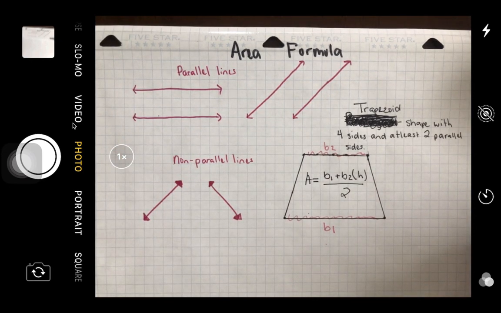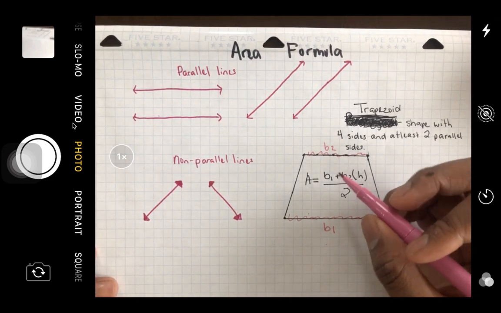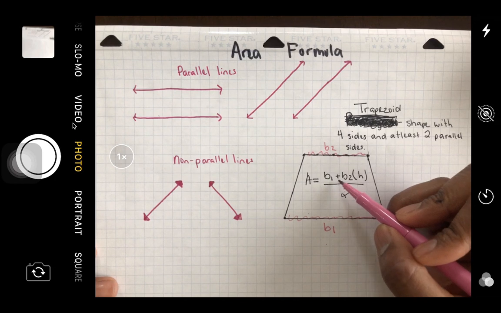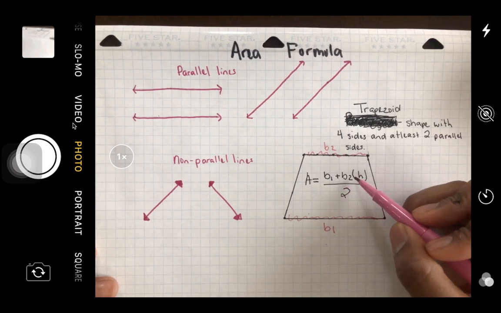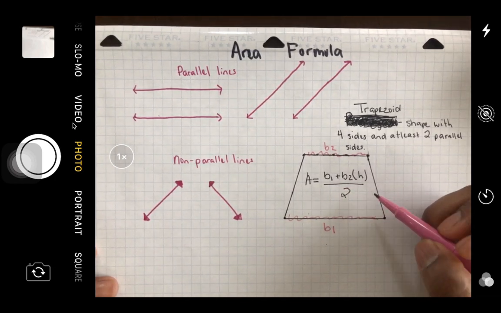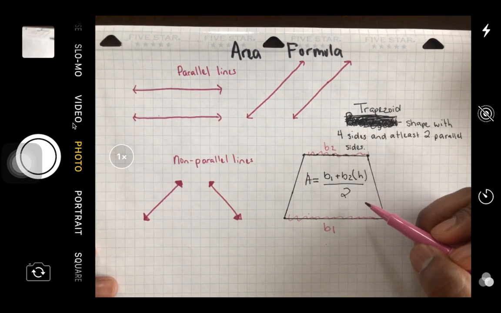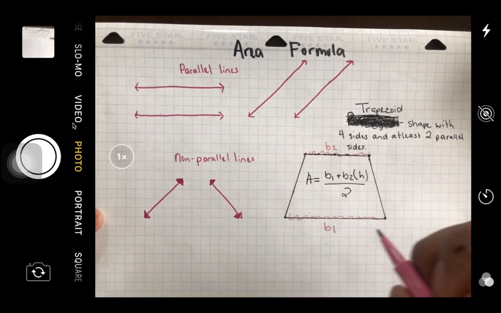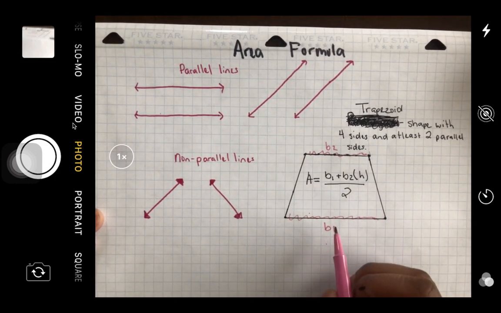Now that's important because in our equation, we have area equals base 1 plus base 2 times my height divided by 2. This is the area formula that you will use to calculate the area of a trapezoid. Now you're going to notice there's a difference. Now we have two bases. The bases are just your two parallel sides.